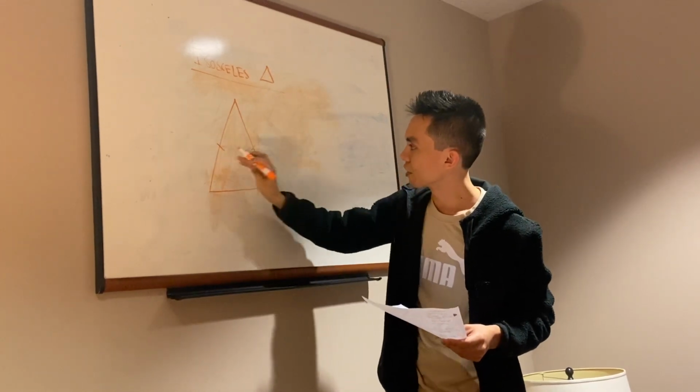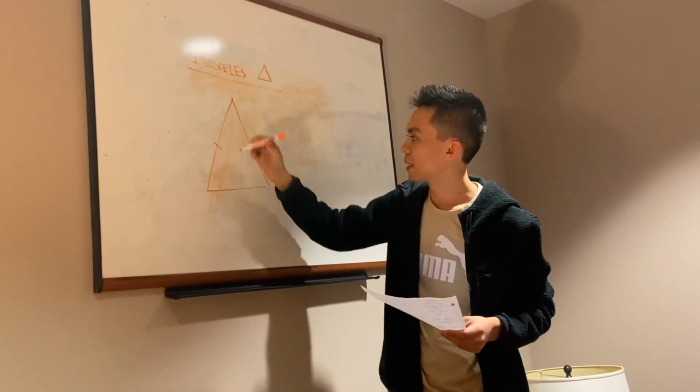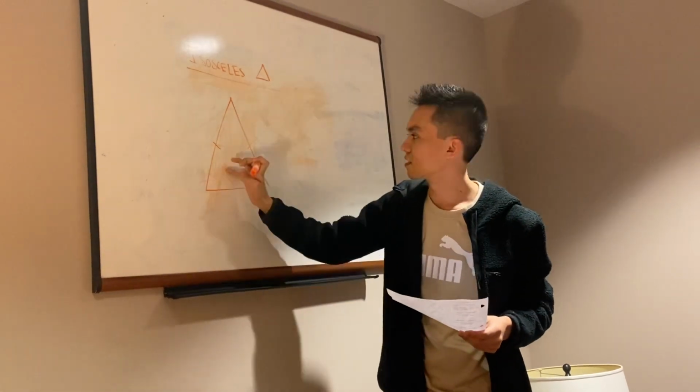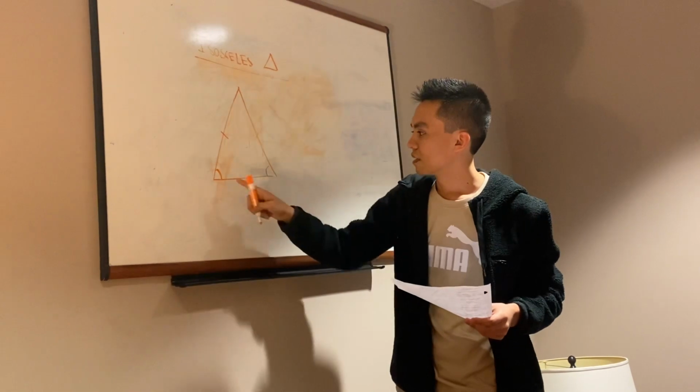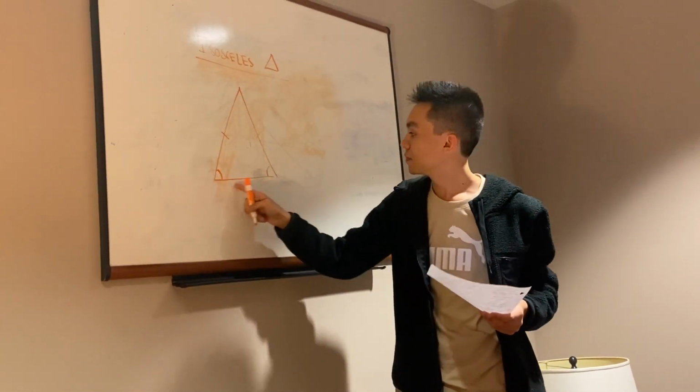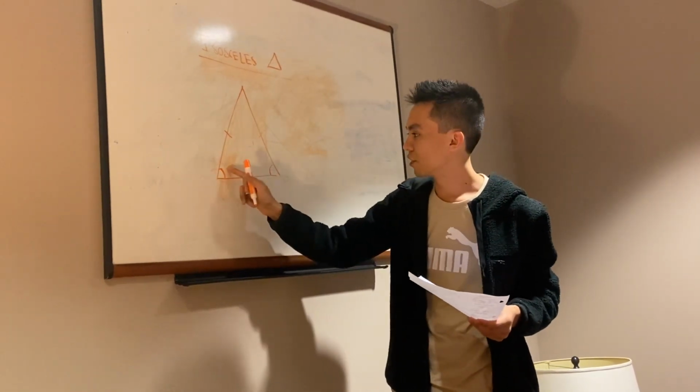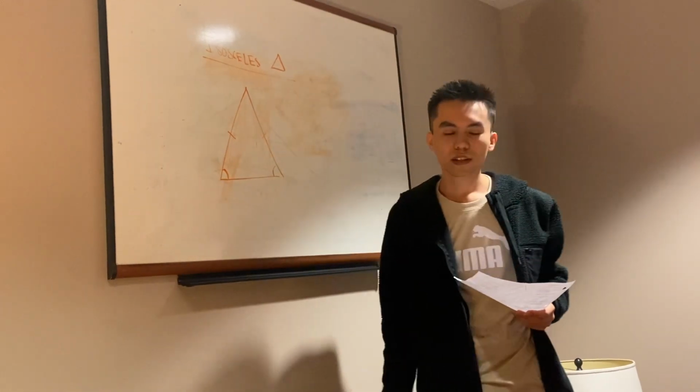So I'm denoting congruence, or they're equal lengths, by these little tick marks. So that means that they are the same length. And as a result, 2 angles will be equal to each other, or congruent, denoted by this little curve.